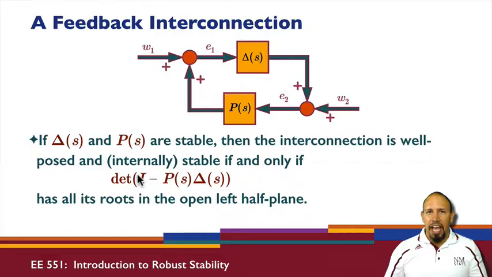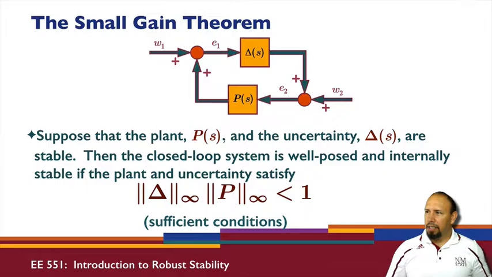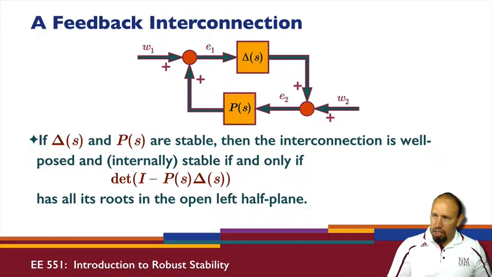It turns out that you can actually go through and show that this interconnection is both well-posed and internally stable if this determinant has all its roots in the open left half plane. It corresponds to having the eigenvalues, or the poles, of the closed loop system in the left half plane. Now, it turns out that this condition here is the condition that's needed.